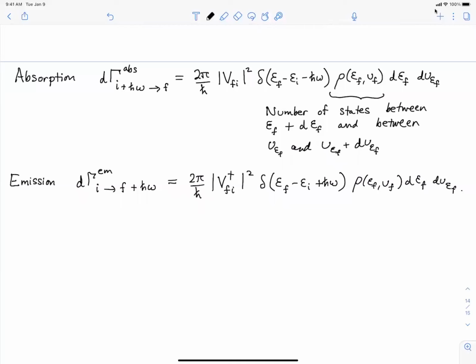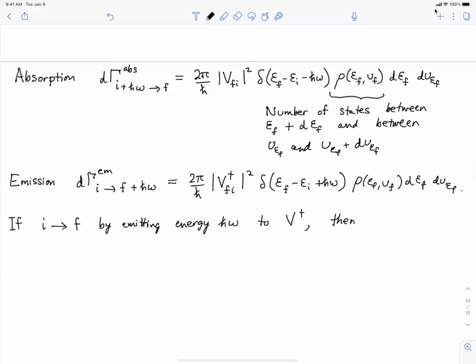So an interesting thing about these formulas is that sometimes you can get two results for the price of one, or for the effort needed to calculate one of them, because let's say that one of these processes can occur. So suppose it's possible to go from the state I to the state F by emitting energy h bar omega to the perturbation, which in this case will be V dagger.